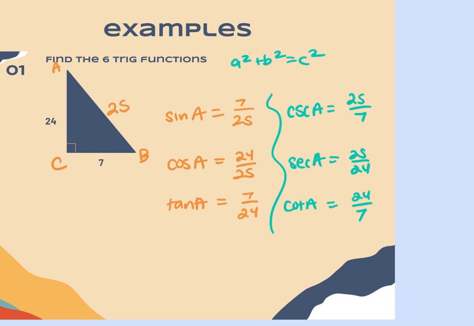Is 7 adjacent? 7 is, I put A at the top. So of B, it's adjacent, but of A, it's opposite. If it was B, then the cosine and the sine would be reversed, and the tangent and the cotangent would be reversed. So it would be 24 over 25? For sine, yeah. So theta will either be on there or they'll label it like that, and they'll give you a specific angle. Good so far?